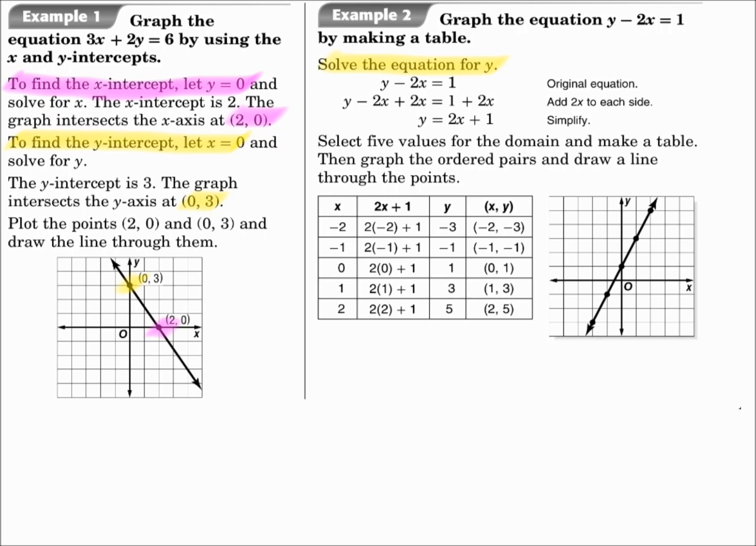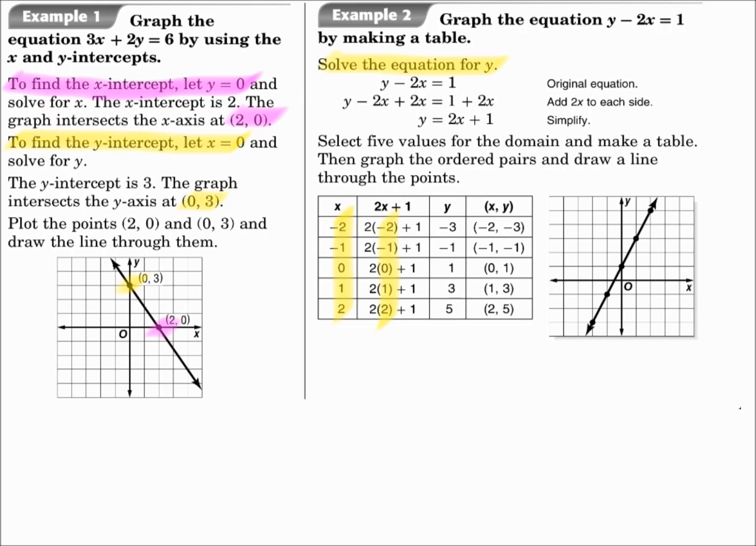Next, make your table. The first column will be your x values, and you should pick a set of points like -2, -1, 0, 1, and 2. A few on the left and a few on the right. Your second column is whatever y equals. In this case, y equals 2x plus 1. And in that column, substitute the x values that you chose for the x column.